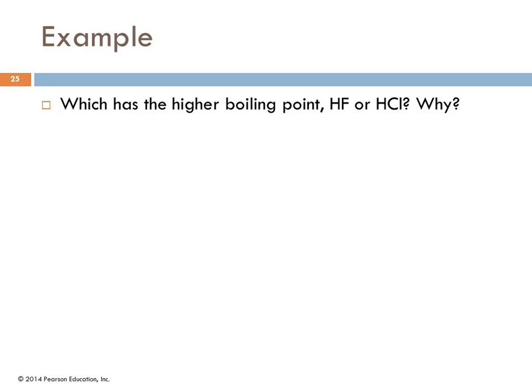The difference in size does affect the dispersion forces, but the dispersion forces are so weak that when you throw something in like hydrogen bonding, that beats all the others. So the hydrogen bonding wins.